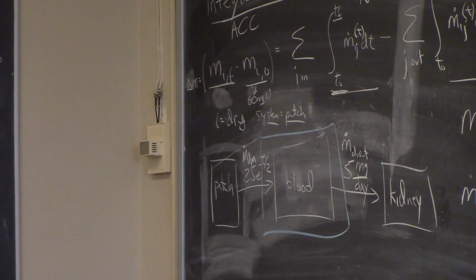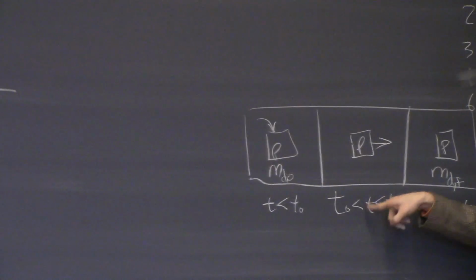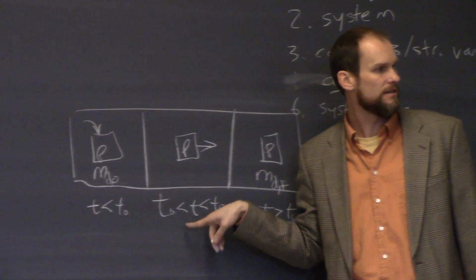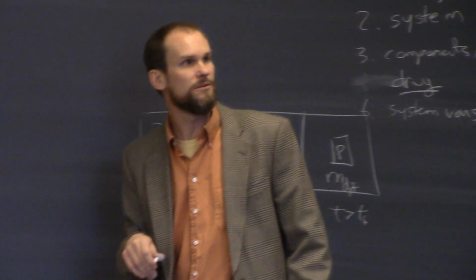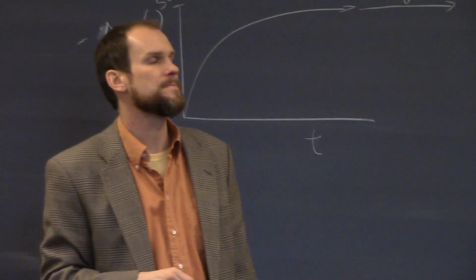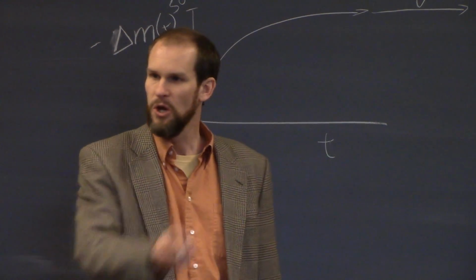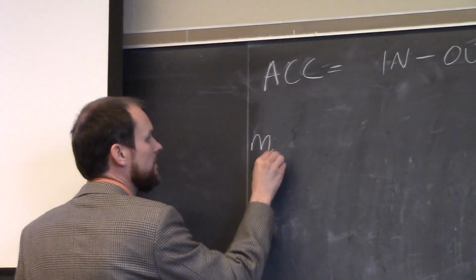Where is this in the cartoon? These are both during the process, right? So both between time zero and time final. So that's why those go as flow rates. Why don't you write in material balance? That's MD.